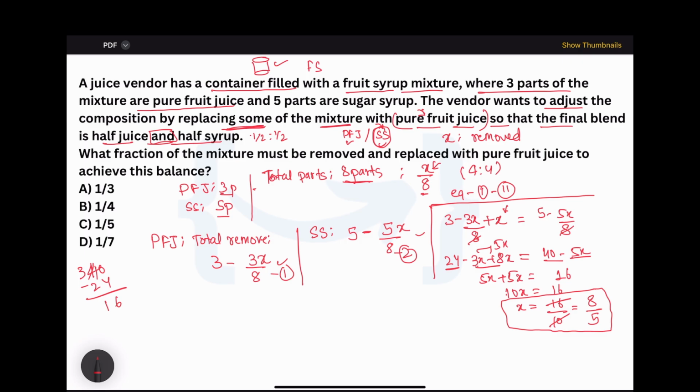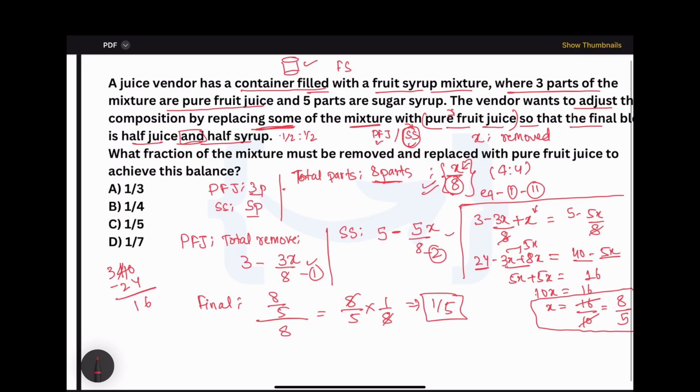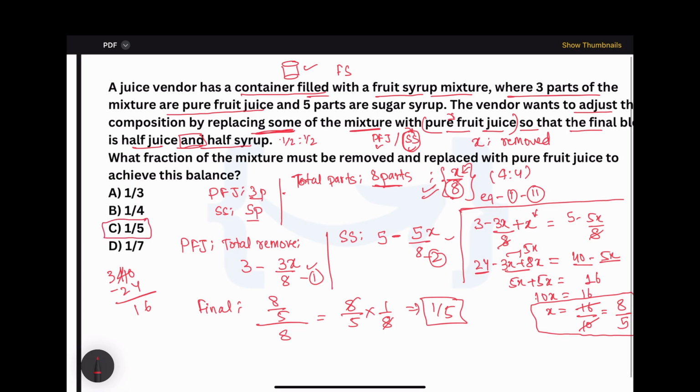Clear? Now to find how much should be removed out of my 8 chunk, or out of my part of the 8 container filled, isn't it? So the x value we got, we just need to substitute here. So my final would be 8 by 5 divided by 8, so it will become 8 by 5 into 1 by 8, the 8 will go away, I will be left with 1 by 5. So 1 by 5 is the total chunk that I will remove from my final blend, so that my last ratio will be half on both the sides.